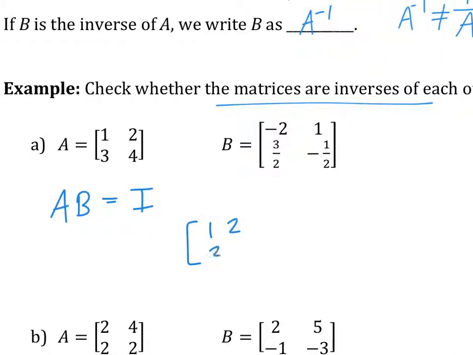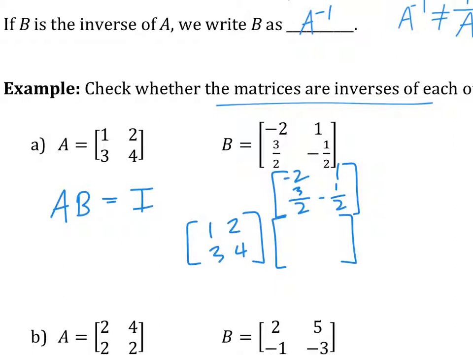A is 1, 2, 3, 4. B is -2, 1, 3/2, -1/2. So we're going to multiply them together and see if we actually get the identity matrix.